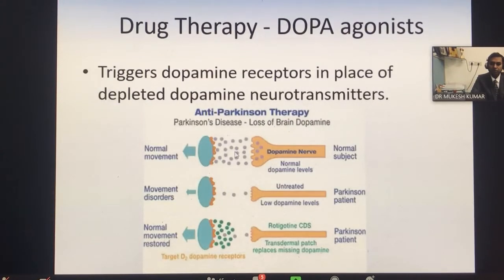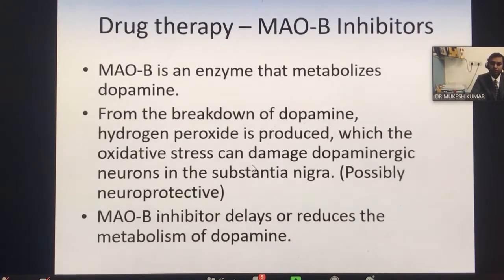A dopamine agonist is anti-Parkinson therapy. In Parkinson's, there is a low dopamine level, so a dopamine agonist helps in replacing the dopamine at the required site. MAO-B is an enzyme that metabolizes dopamine, and by giving an inhibitor, we increase the availability of dopamine to the brain. Whatever dopamine we absorb, 70% gets deactivated in the intestinal wall. Then 20 to 30% enters the blood, and even while reaching the brain, most of it gets disintegrated, and only 5 to 8% reaches the brain.